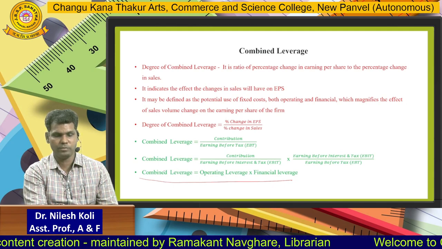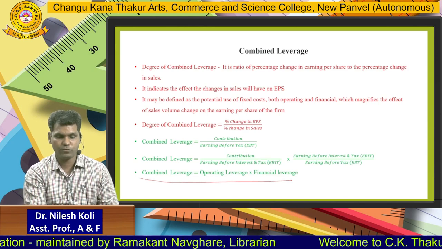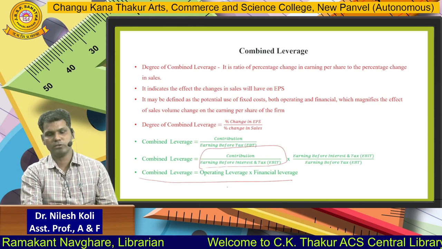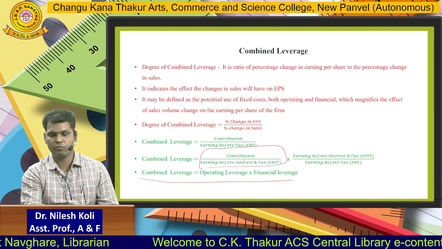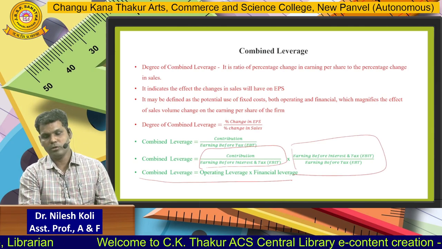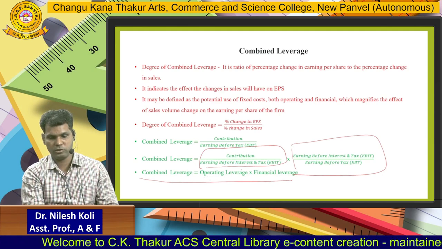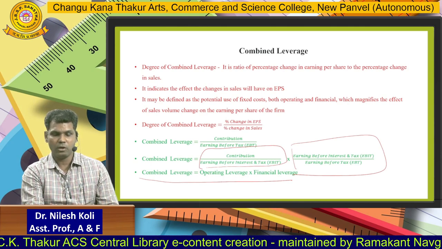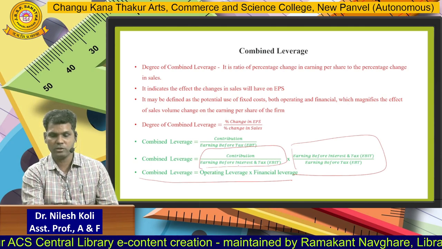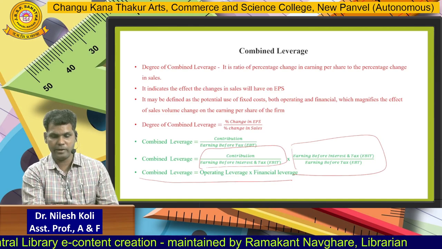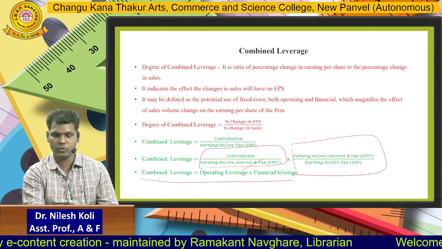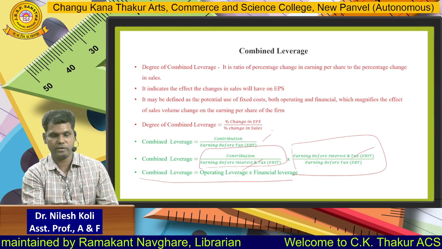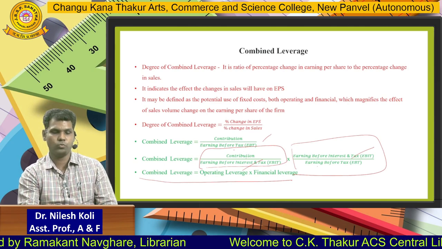So above we mentioned combined leverage. Now operating leverage, the formula is contribution upon the EBIT. This is the formula used for calculating the operating leverage. Then for calculating the financial leverage, the formula is EBIT upon the EBT. So operating leverage multiplied by financial leverage, you have to mention here. Now if you simplify this, the earning before interest and tax, which is the denominator here, will be cancelled, and the final formula will be contribution upon the EBIT. I hope you understood that.